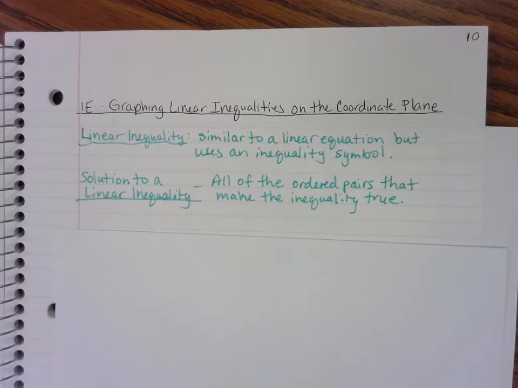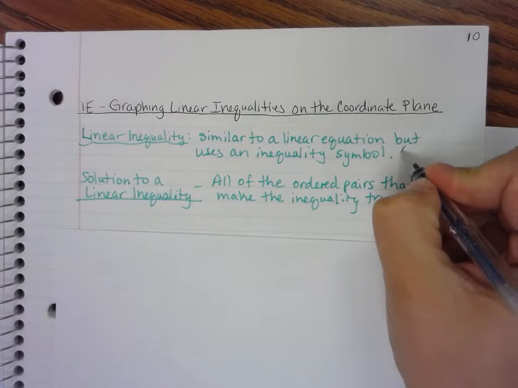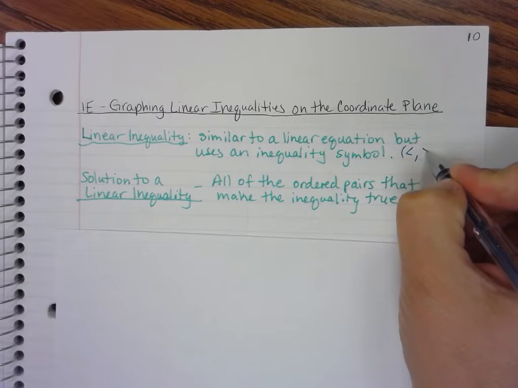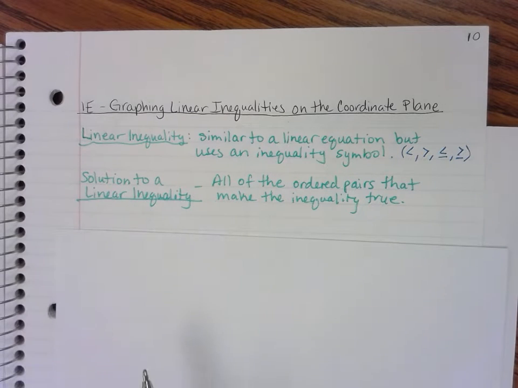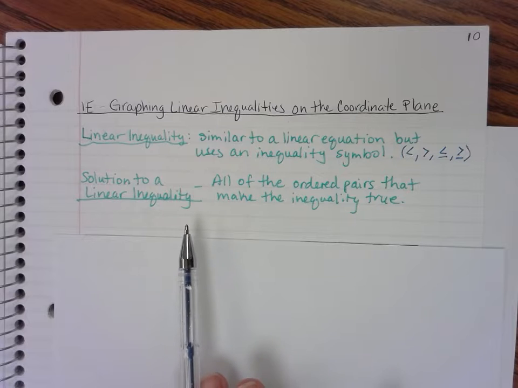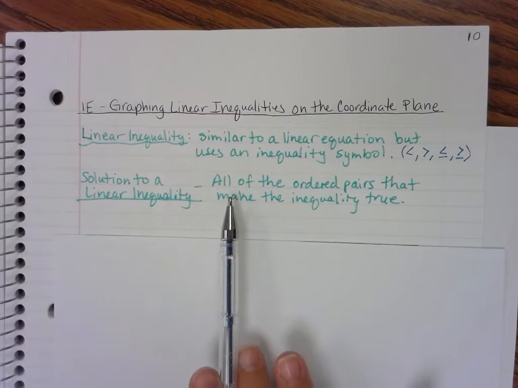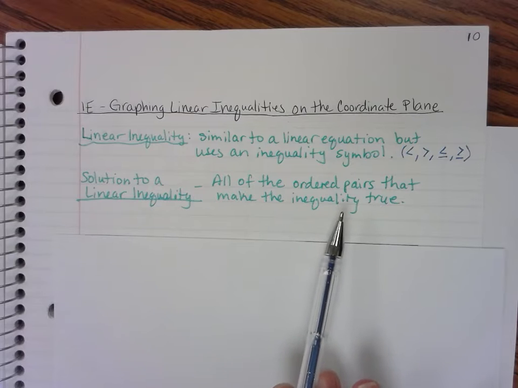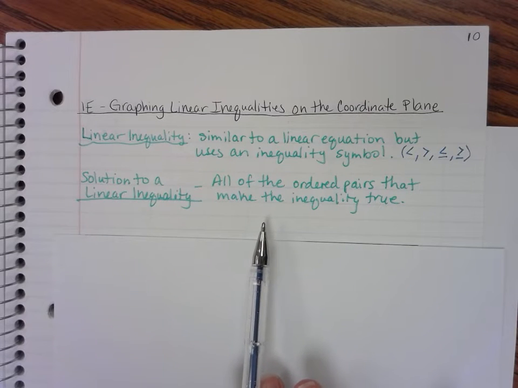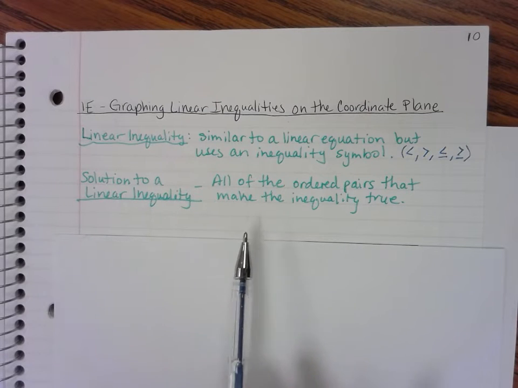A linear inequality is similar to a linear equation, but we're using an inequality symbol. And those inequality symbols could be less than, greater than, less than or equal to, or greater than or equal to. A solution to a linear inequality is basically going to be all of the ordered pairs that make the inequality true. So it's really any ordered pair that appears in the shaded region.